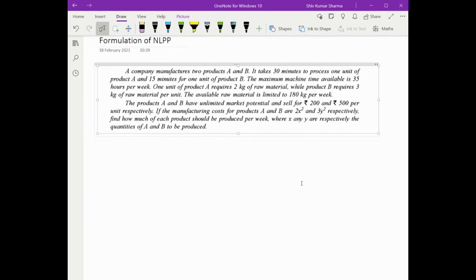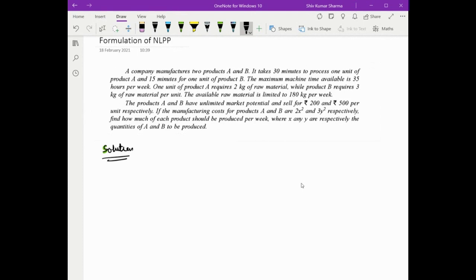So for the solution, that means the formulation of the problem, first we make the objective function and the corresponding constraints, and here we use two decision variables, x and y. Both decision variables are positive, because when any company produces product A and product B, the quantity will not be negative. So the decision variable is always a positive quantity. So we write the solution of the problem.